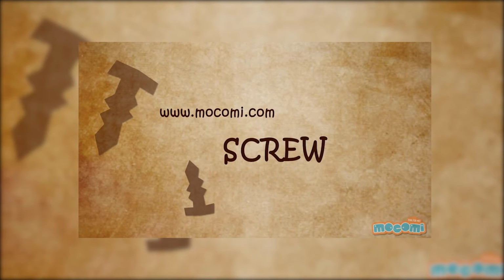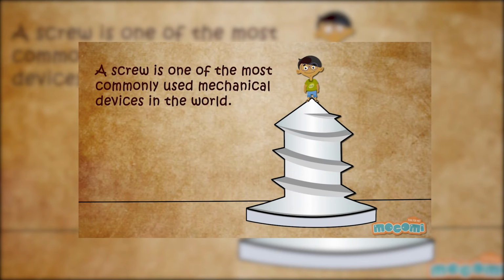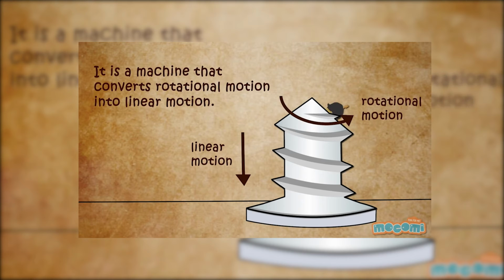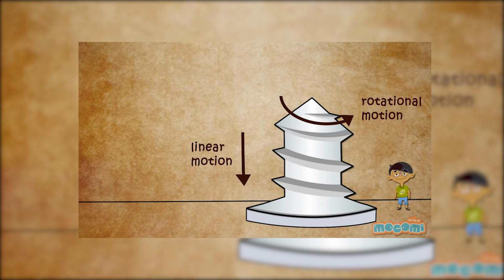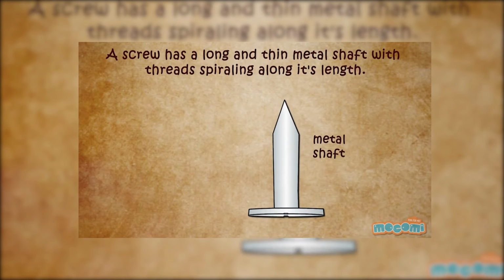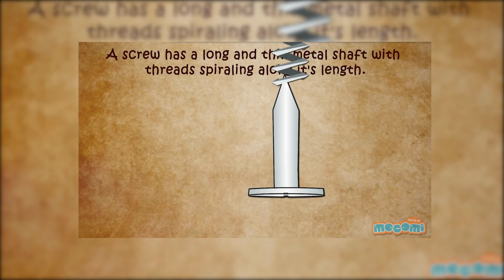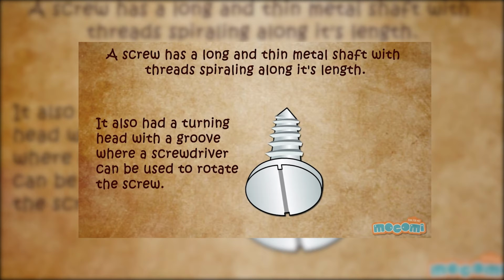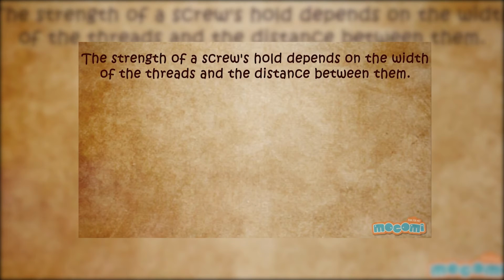4. Screw. The screw is one of the most commonly used mechanical devices in the world. It is a machine that converts rotational motion into linear motion. A screw has a long and thin metal shaft with threads spiraling along its length. It also has a turning head with a groove where a screwdriver can be used to rotate the screw.